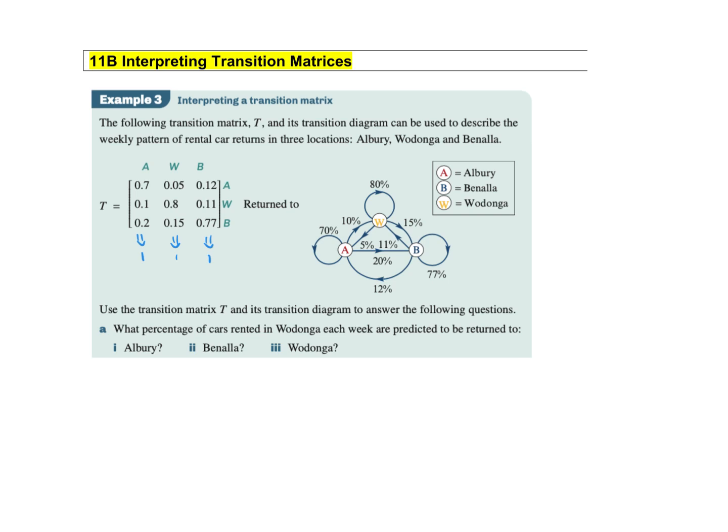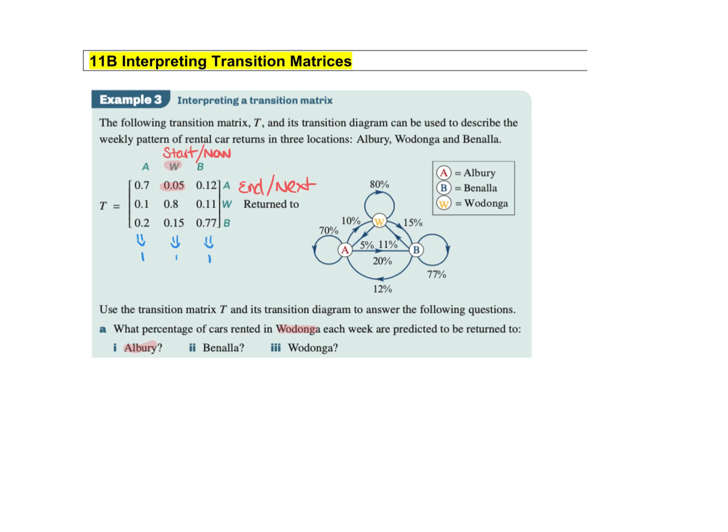What percentage of cars rented in Wodonga each week are predicted to return to Albury? All you have to do, you can do it a few ways. If we were just looking at the transition, remember this is the start and this is the end or the next one. We sometimes say now and the next thing. So the first one says Wodonga to Albury. So I could go, all right, I'm at Wodonga and I want to go to Albury. It says 0.05. Now the question was percentage, so we know that's 5%.